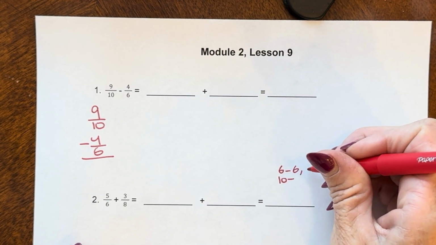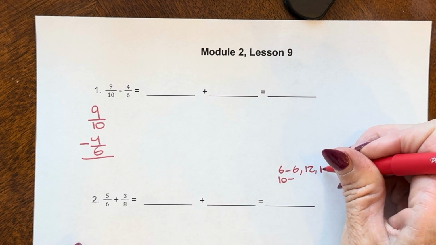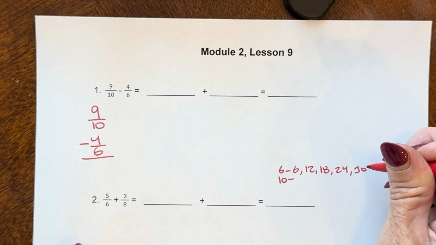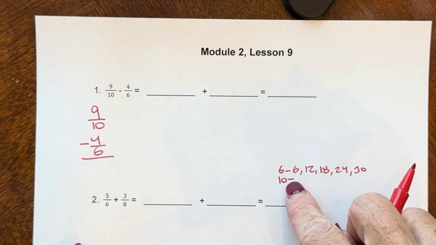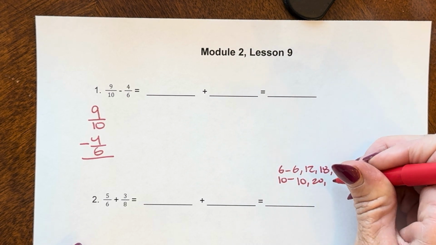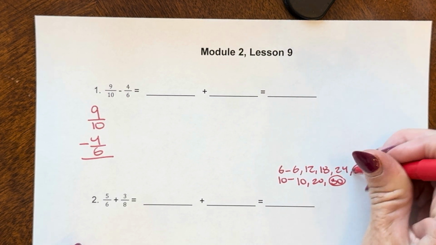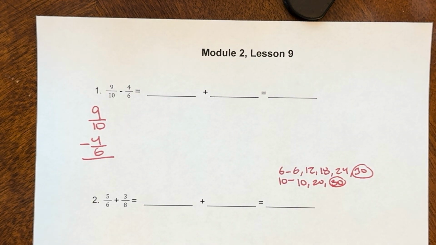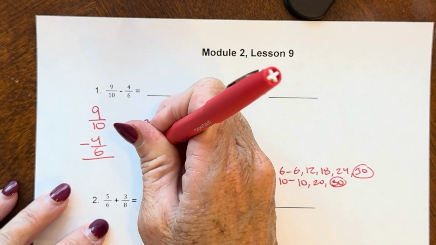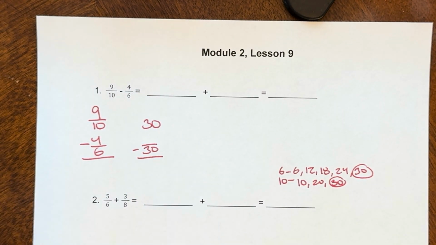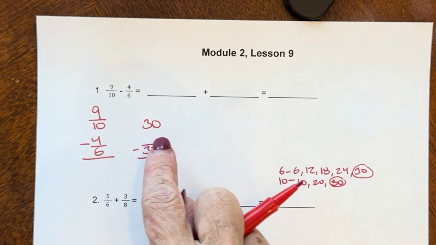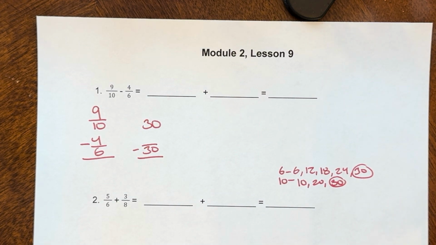So 6 times 1 is 6, 6 times 2 is 12, 6 times 3 is 18, 6 times 4 is 24, 6 times 5 is 30. And I found it because I know my multiplication table is for 10. So 10 times 1 is 10, 10 times 2 is 20, and 10 times 3 is 30. So 30 is my least common multiple, which is going to be my least common denominator. Remember, we said it's kind of a bad habit to just multiply these. It would work, but then we're going to be dealing with larger numbers than we need to.